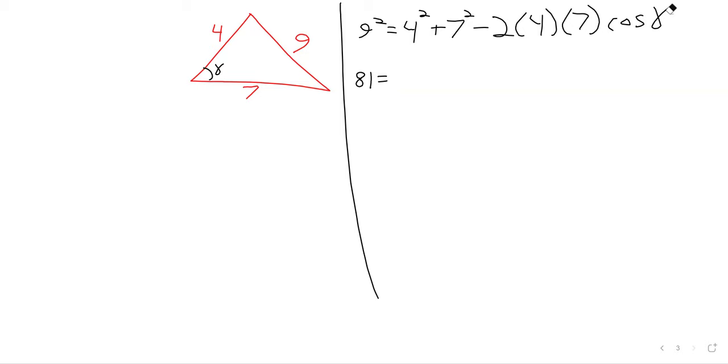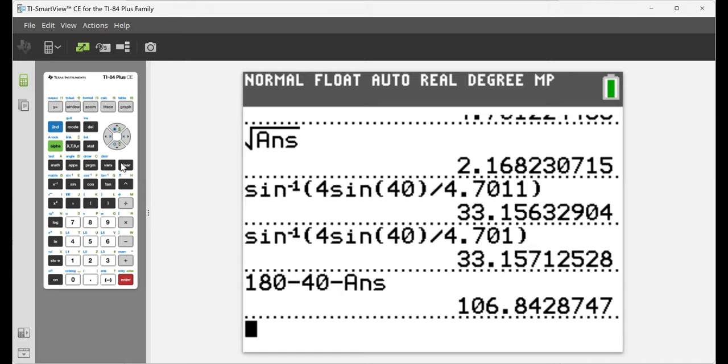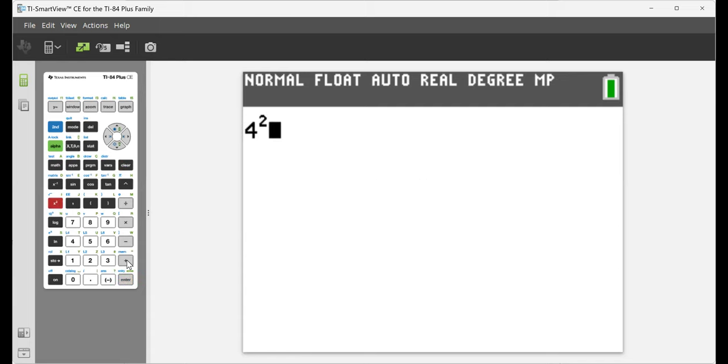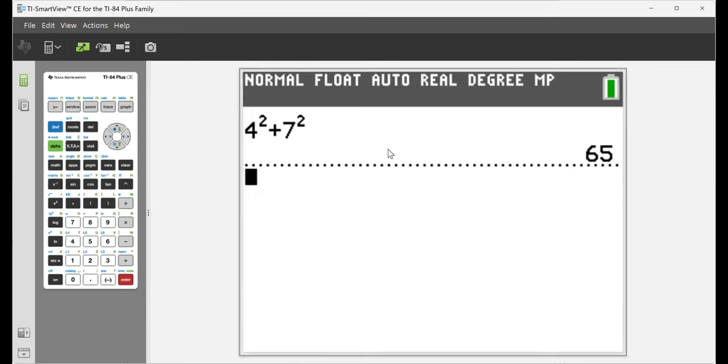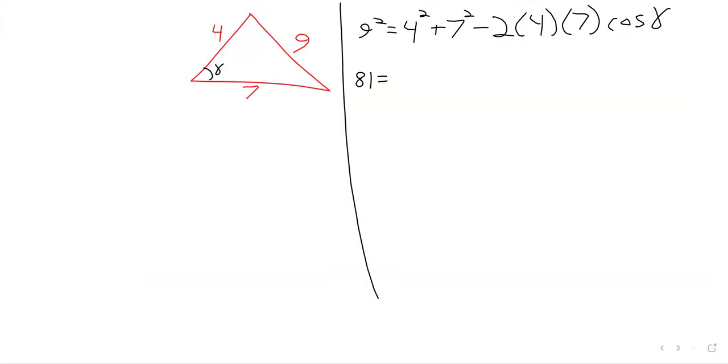9 squared is 81. 4 squared plus 7 squared, I should be able to do in my head, but I'm going to just quickly do this. Yep. Speaking of doing it in your head, 49 plus 6 is 55, plus another 10 is 65. Two times 4 is 8, times 7 is 56, times the cosine of gamma.